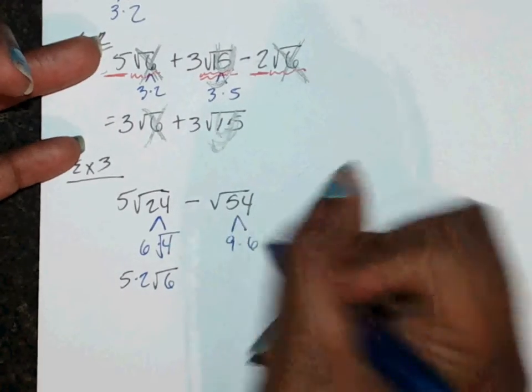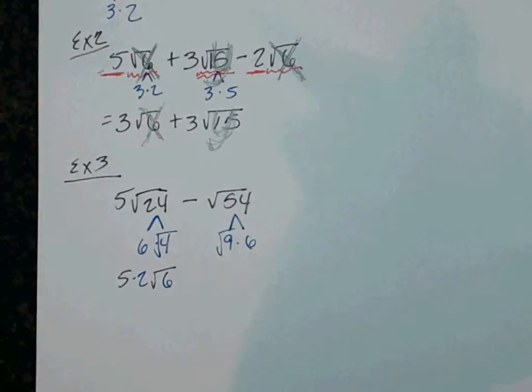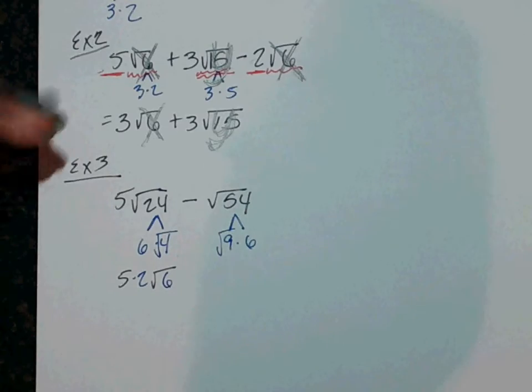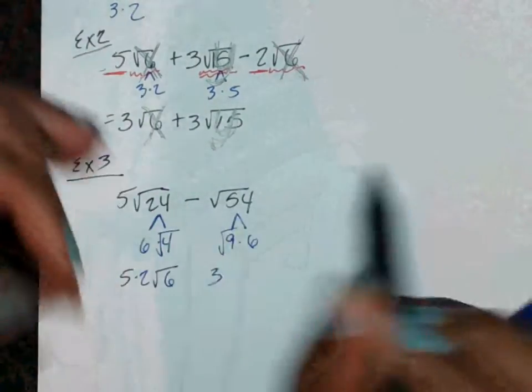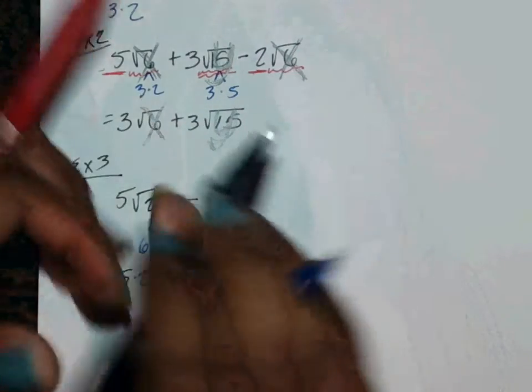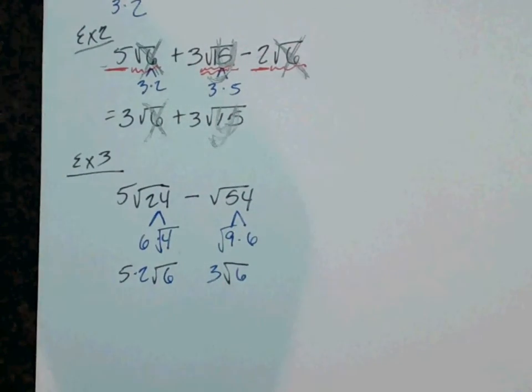That's 9 times 6. Ooh, perfect square. The square root of 9 is 3. So what I really have is 3 out front, the square root of 6 still left inside.